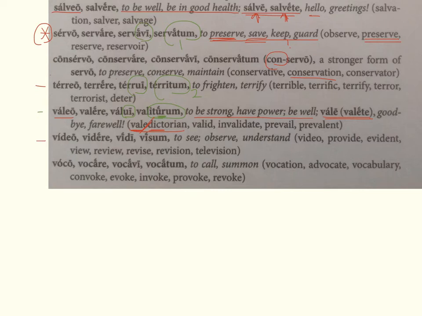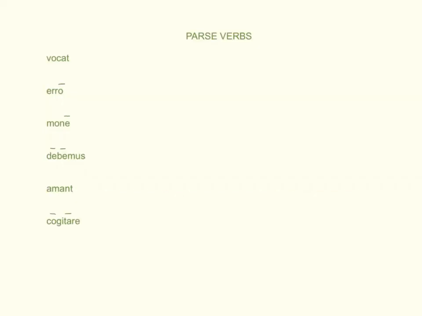Video, videre, vidi, visum means to see, observe, or understand. And look at this derivative, video, which is exactly your first principal part, first person singular present active indicative of the verb. Video means I see, and video is something that you watch or see. Kind of a fun little derivative there as well. And our last one right here is voco, vocare, vocavi, vocatum, which means to call or summon. And once again, we see our avi and our atum.